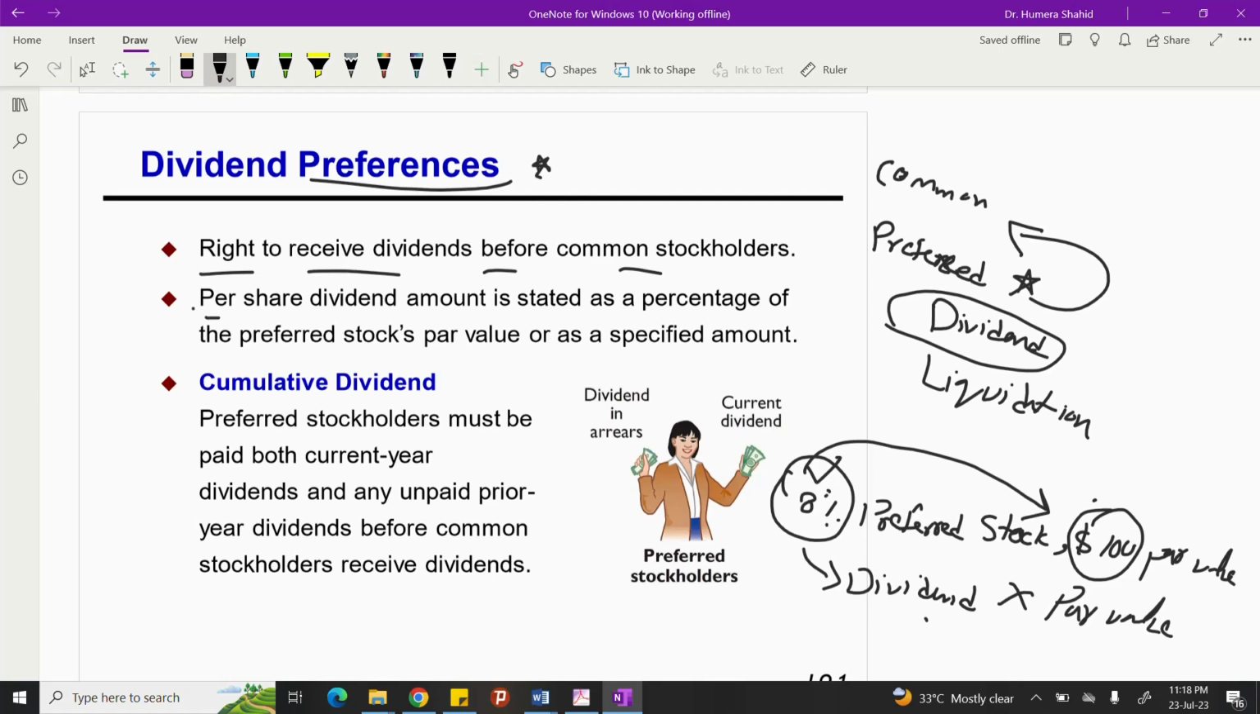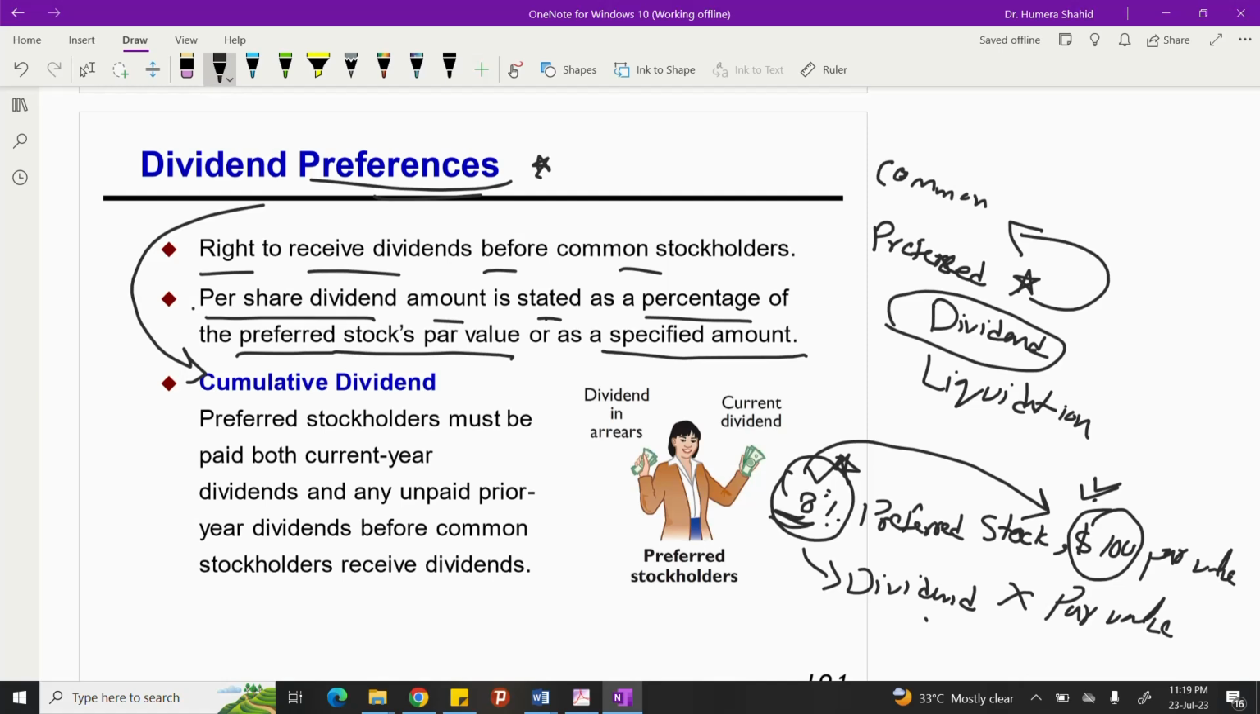Let's see here. Per share dividend amount is stated as a percentage of preferred stock's par value, or as a specified amount. Sometimes the amount is also mentioned, but mostly it's a percentage. I'm talking about dividend preferences, so we cannot ignore the importance of cumulative and non-cumulative dividends. So now let's discuss what are cumulative dividends and what are non-cumulative dividends.